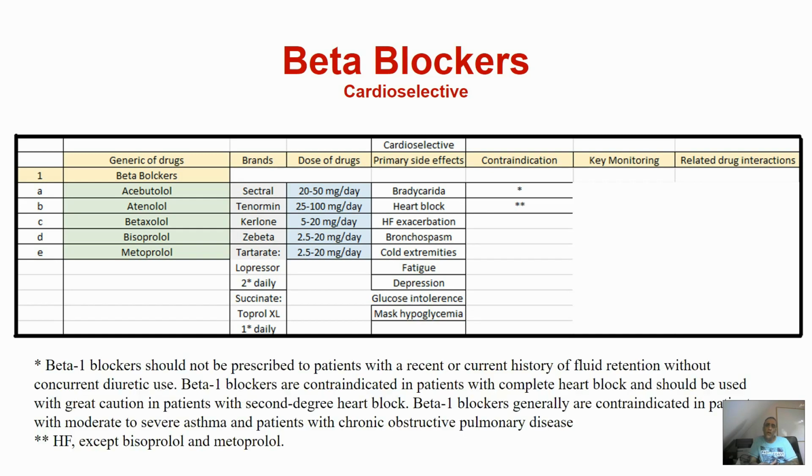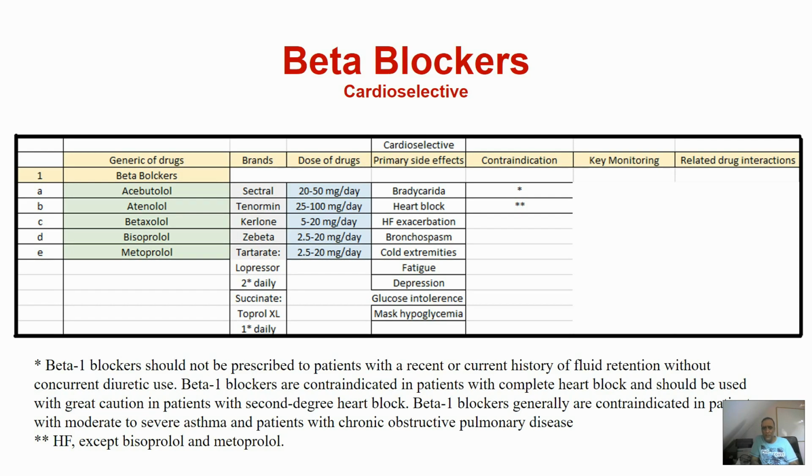We continue with contraindications. As I mentioned before, beta blockers cannot be prescribed to patients with a recent or current history of fluid retention without concurrent diuretic use. Beta 1 blockers are contraindicated in patients with complete heart block. I mentioned they should be used with great caution in patients with heart failure and with second degree heart block.